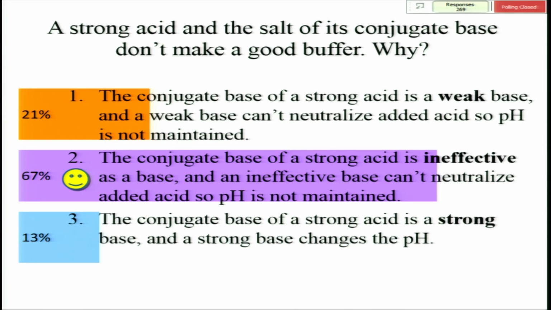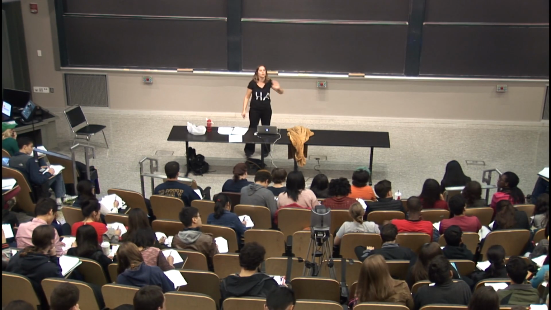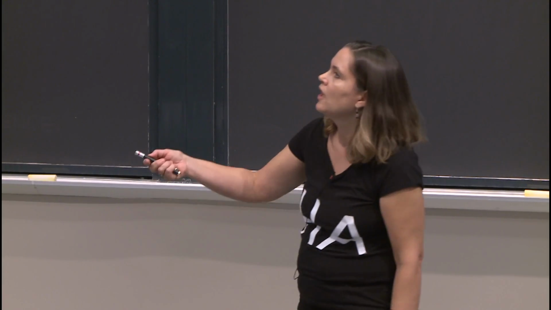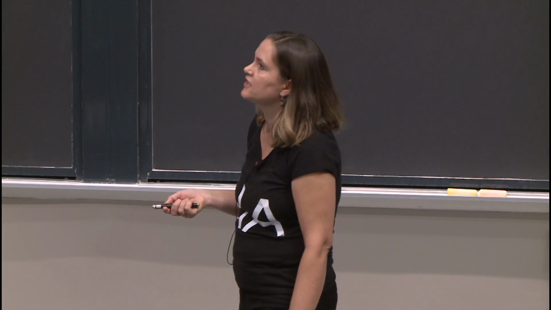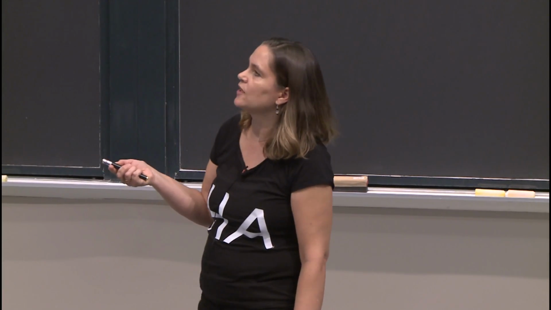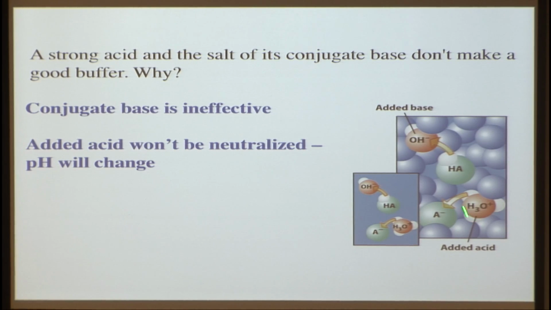Yep, so 67%. It's really about the fact that the conjugate base of a strong acid is really not a base at all. It's ineffective as a base, and that's why it's not going to work. A buffer solution has to be in a dynamic equilibrium. You have to be able to push it both ways, otherwise it's not going to work. So the conjugate base of a strong acid is ineffective as a base, and if you add an acid, it won't be neutralized and the pH will change. You need something that works as a conjugate base, something that's able to interact with the hydronium ion or the acid that's added and take its proton to neutralize it. If this doesn't happen, the pH will be affected.